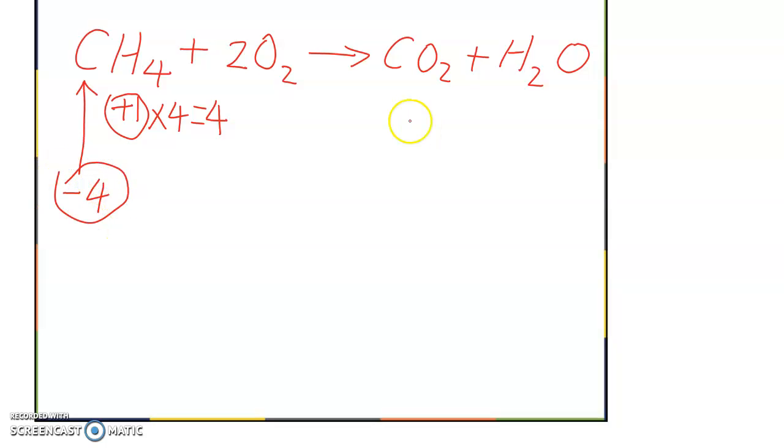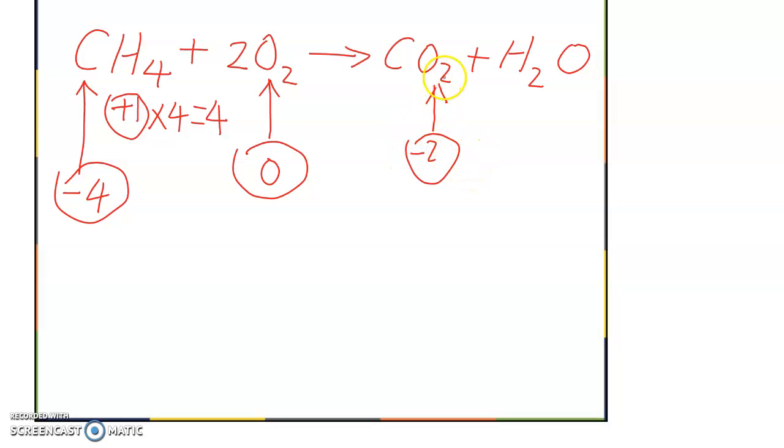Let's look at oxygen. Oxygen is in its elemental form and therefore the oxidation number is 0. Let's look at this one over here, carbon dioxide. Oxygen typically would be -2, that is the oxidation number. And since there are 2 oxygen atoms over here, multiplied by 2 will be equal to -4. And therefore, the carbon over here should be +4 because carbon dioxide, the molecule, is neutral.